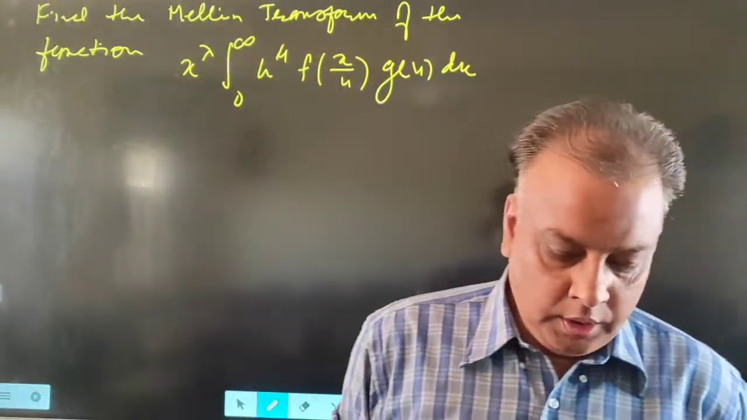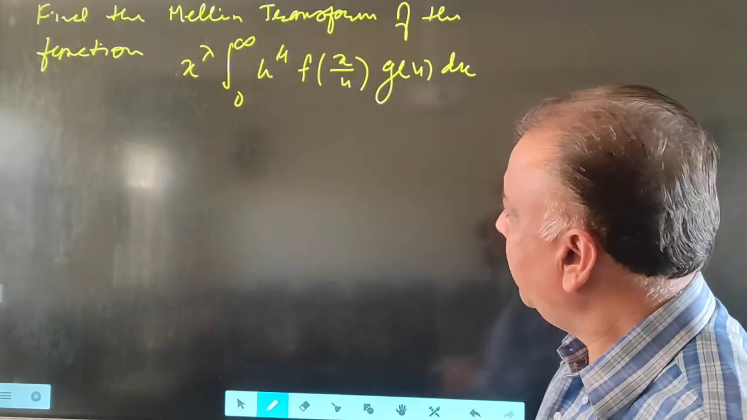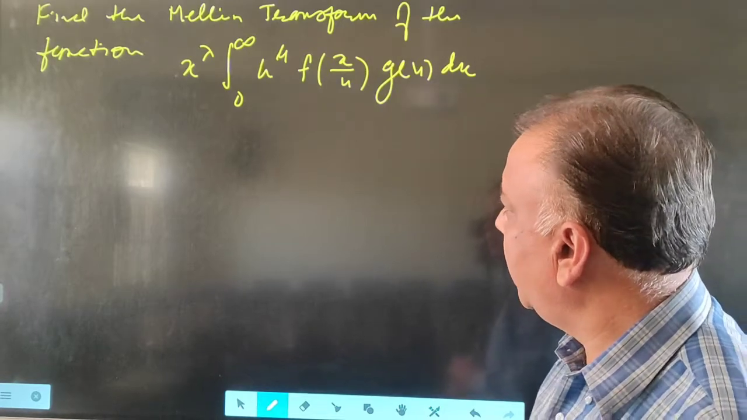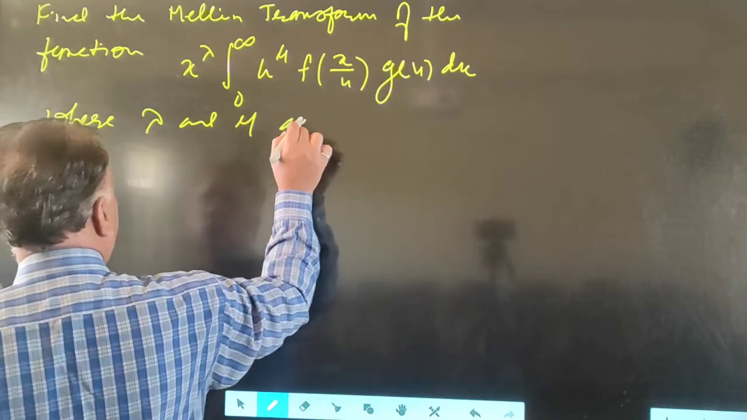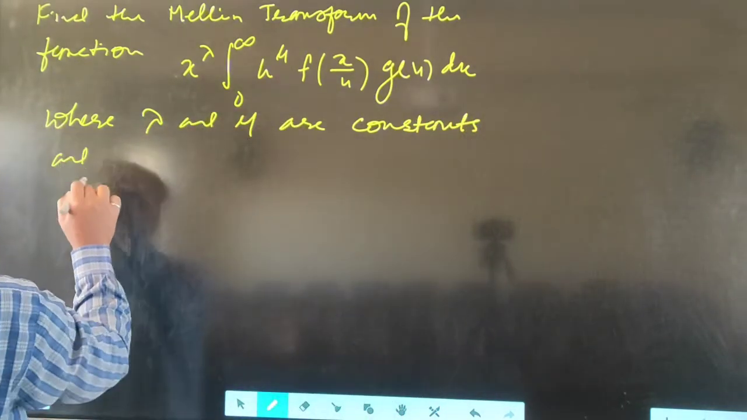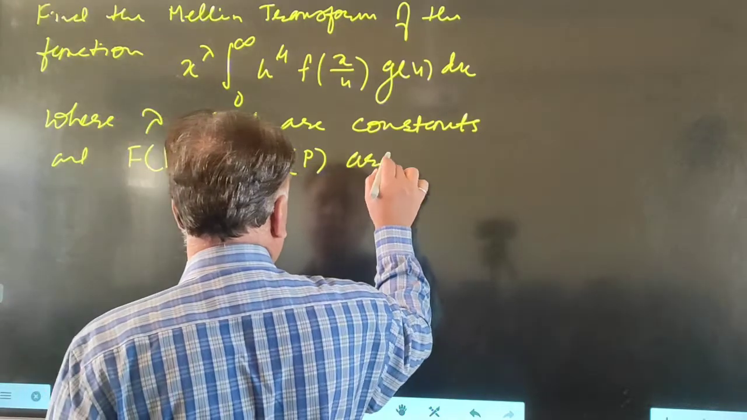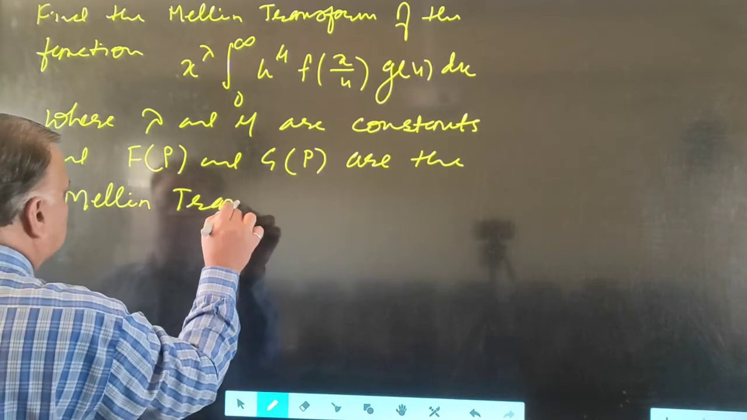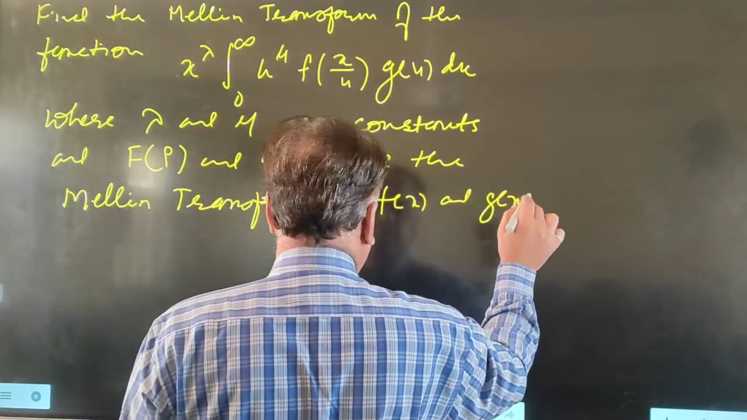We have to find the Mellin transform of the function x raised to lambda integral 0 to infinity u raised to mu f of x upon u g of u du, where lambda and mu are constants, and F(p) and G(p) are the Mellin transforms of f(x) and g(x) respectively.